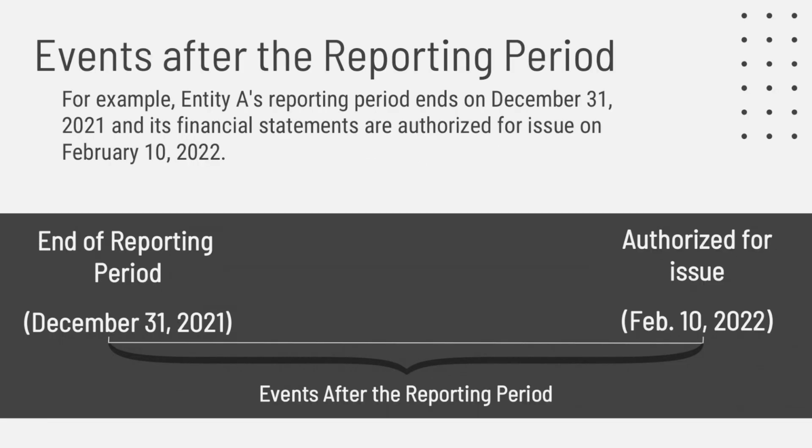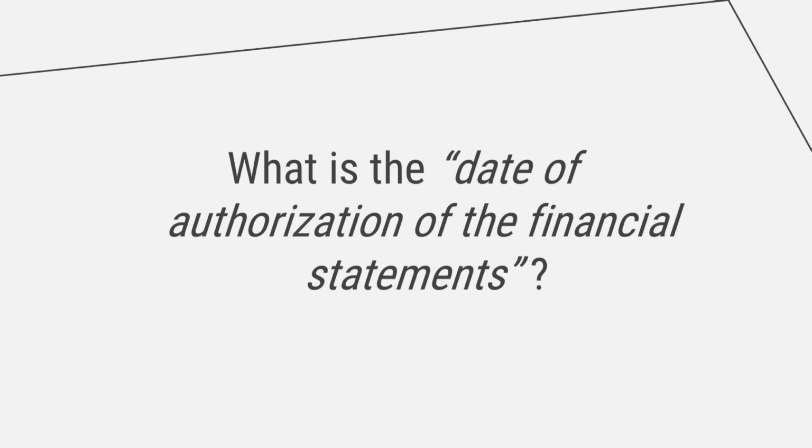For example, Entity A's reporting period ends on December 31, 2021, and its financial statements are authorized for issue on February 10, 2022. So the events after the reporting period are those events that occur from January 1, 2022 to February 10, 2022. So what is the date of authorization of the financial statements? The date of authorization of the financial statements is the date when the management authorizes the financial statements for issue regardless of whether such authorization is final or subject to further approval.